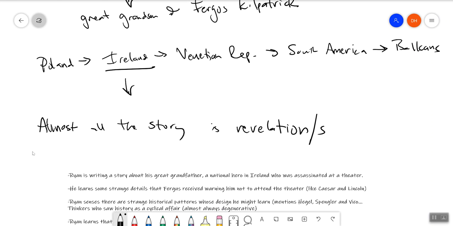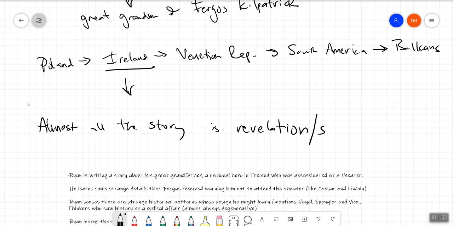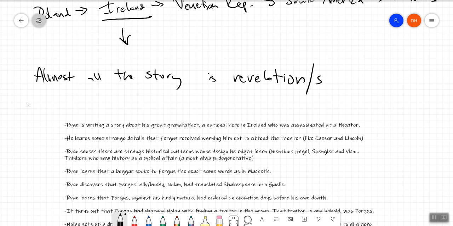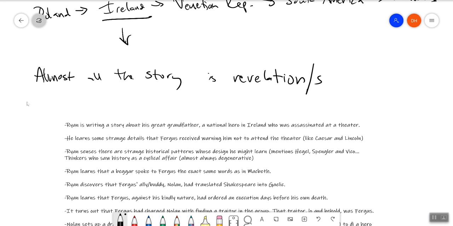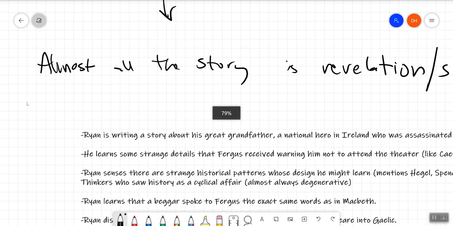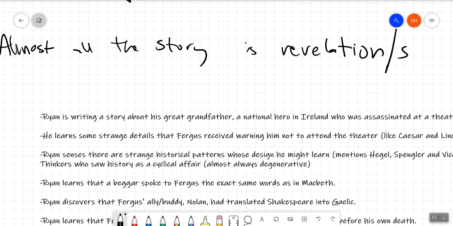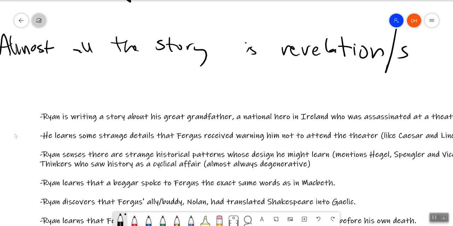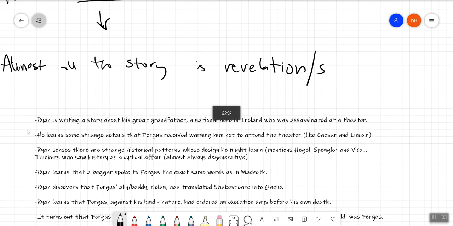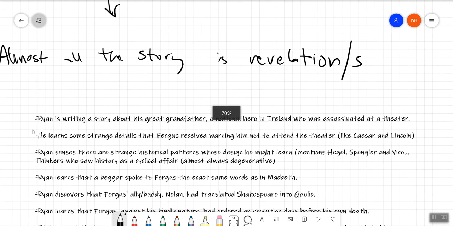Now, the funny thing about this story, if you go and read it carefully, almost all the story is revelations. Revelation after revelation after revelation after revelation. And all of these start to pile up on one another. And it actually makes the story a lot of fun. Like I said, Borges is a lot of fun to read. Maybe I'll put some more of his stuff up.